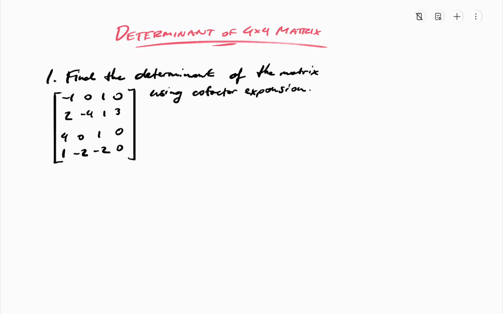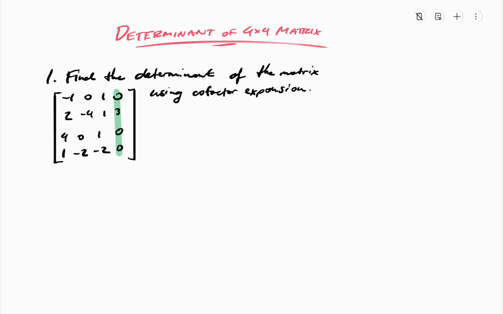And what we're going to do is pick the row or column with the most zeros, so we have to calculate fewer cofactors when we do this. So if we have a look, I notice that column number 4 has 3 zeros in it. So three of the cofactors will cancel out, and I'll be left with only calculating one cofactor.